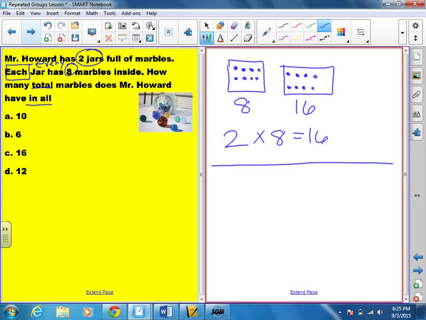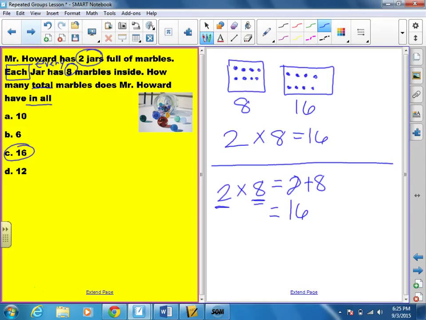We'll now solve that same equation using repeated addition. We have 2 jars, each with 8 inside. Our first factor tells us how many times we're going to add our second factor. 8 plus 8, which equals 16. So our answer is C. Let's continue on with another example.